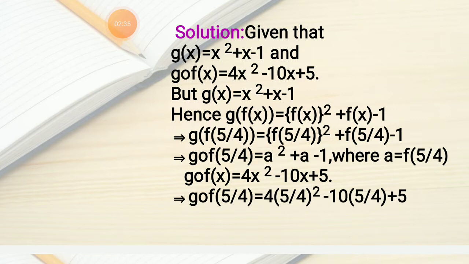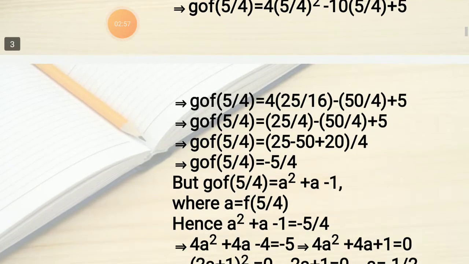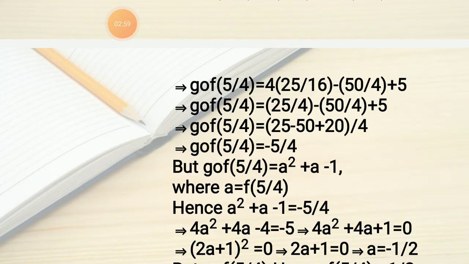Whenever g circle f x is 4x square minus 10x plus 5, by the data, g circle f of 5 by 4 is 4 of 5 by 4 whole square minus 10 of 5 by 4 plus 5. So you simplify this. 4 of 25 by 16, that is 25 by 4, minus 50 by 4 plus 5. Let us simplify. 25 by 4 minus 50 by 4 plus 5 is 25 minus 50 plus 20 by 4, which is minus 5 by 4.